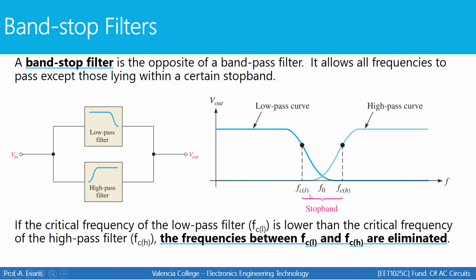So we still have two critical frequencies and a center frequency. And we still have a low pass filter and a high pass filter that are used to make the band stop filter, but the orientation is a little bit different and the behavior is the reverse. So now anything outside of the stop band is allowed to pass through.